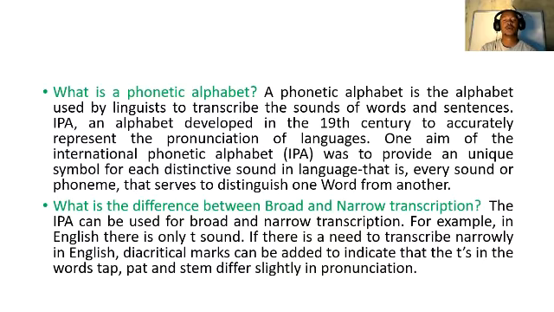What is the difference between broad and narrow transcription? The IPA can be used for broad and narrow transcription. For example, in English, there is only one T sound. If there is a need to transcribe narrowly in English, diacritical marks can be added to indicate that the T in the words tap, pat, and stem differs slightly in pronunciation.